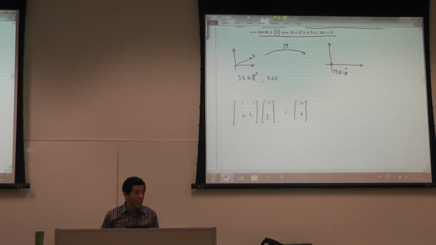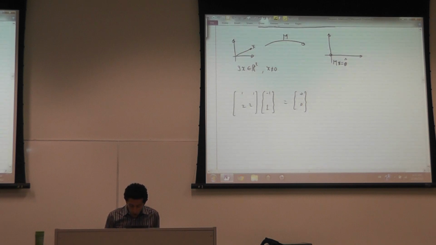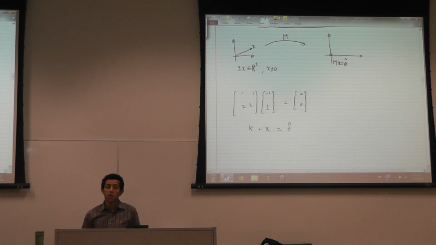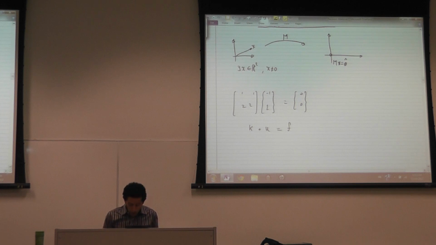So how does this relate to my structure? Usually I'm solving the equation that says k multiplied by u is equal to f. And what does this tell me? It tells me that there's a vector. The structure can move without external forces. If the structure can have a displacement without external forces, therefore the structure is unstable. So all the software finds is whether this matrix is invertible or not.